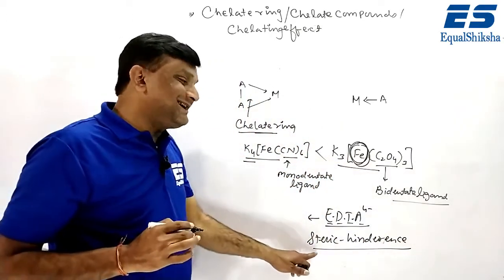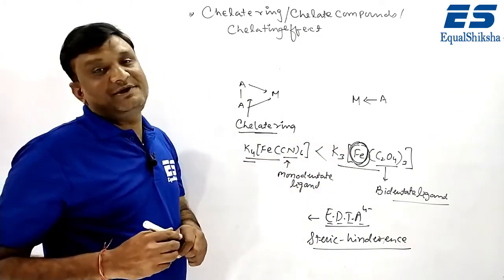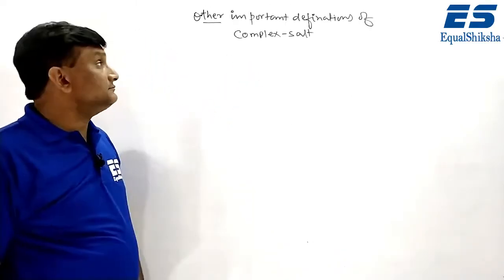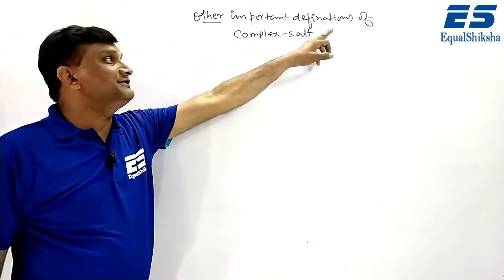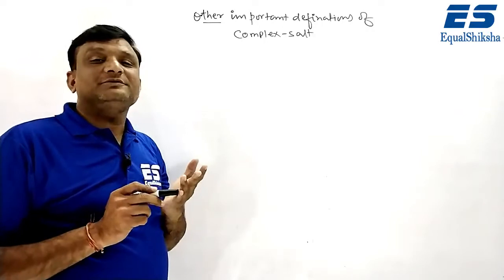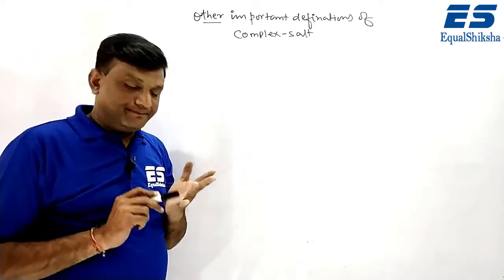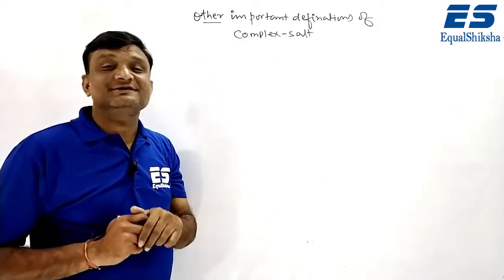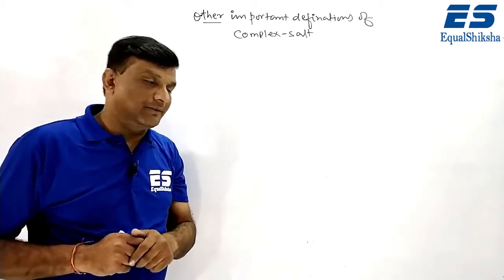Due to steric hindrance, there will be more crowding at the central metal atom and the stability of the compound decreases. Note it down. Now, other important definitions of complex salt. We have discussed cation and anion, central metal atom, and ligands. Now there are some other important definitions related to complex salt or coordination compound.